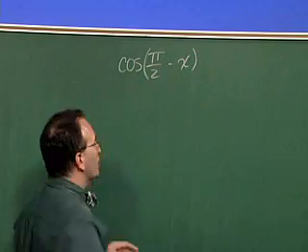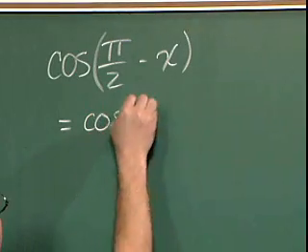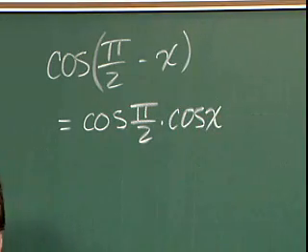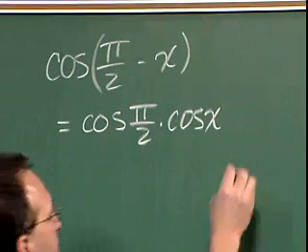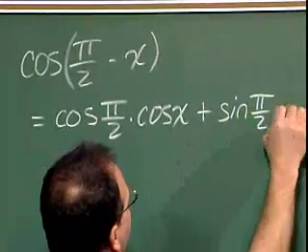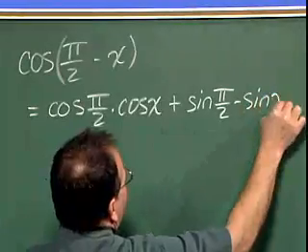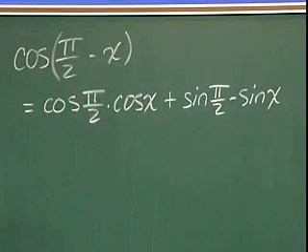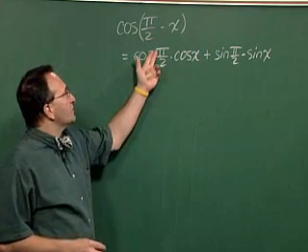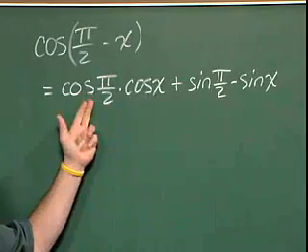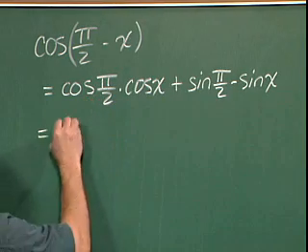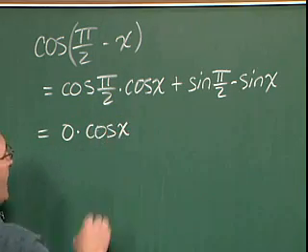We have the cosine of pi over 2 minus x, and that's equal to the cosine of pi over 2 times the cosine of x plus the sine of pi over 2 times the sine of x. And now what we can do is simplify this. What is the cosine of pi over 2? Well, cosine is the x value, and the x value of that is 0. So this is really 0 times cosine x.